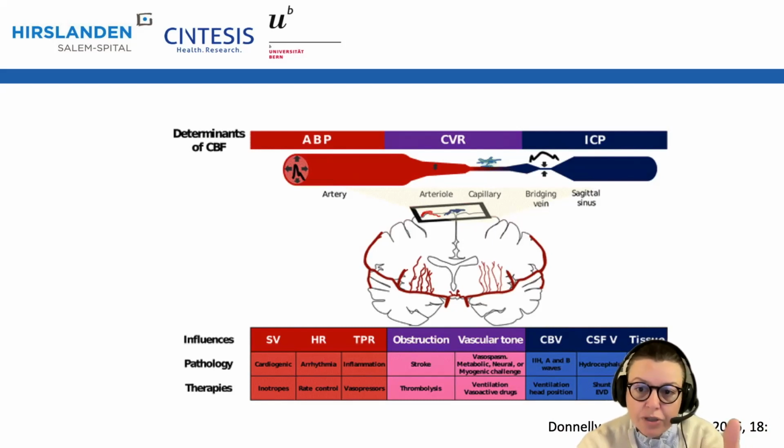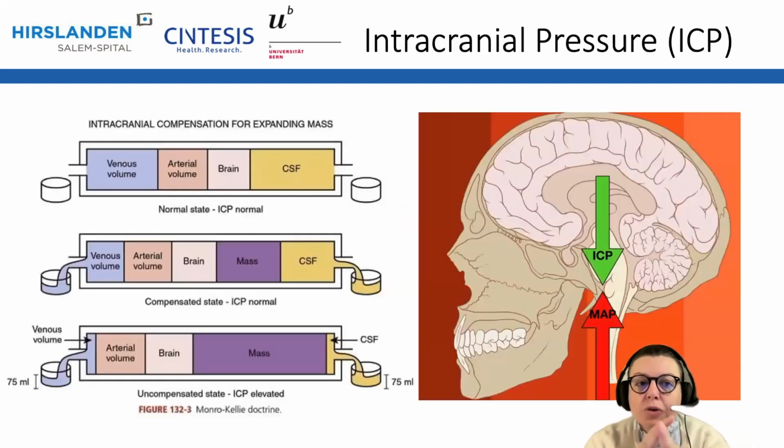We have an arterial component, a resistance component within the brain, and the ICP. Intracranial pressure, or ICP, is the pressure exerted by fluids such as the CSF, the cerebrospinal fluid, inside the skull and the brain tissue. ICP is usually measured in millimeters of mercury, and at rest is between 7 and 15 for an adult. Physiologically, ICP is a function of intracranial compliance.